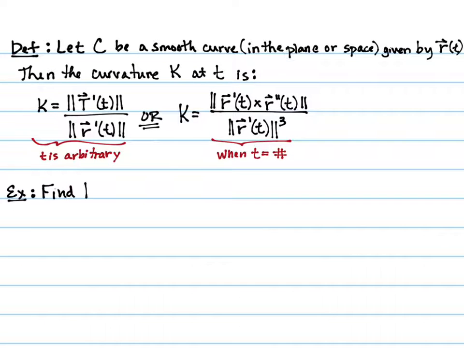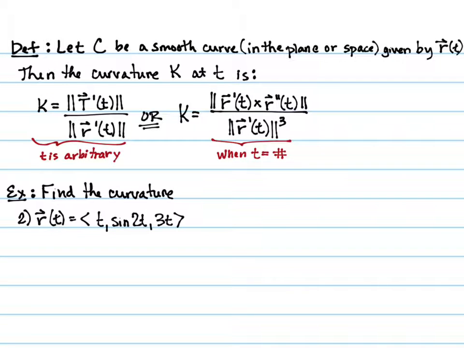So we're going to find the curvature. And our equation for position here, r of t, is t, sine 2t, and then 3t. And we're going to work at t equal to 0. It's also very friendly when t is 0, right? Okay, so we're going to use the second form, the one that has the cross product, the one that has the second derivative in it and all of that.